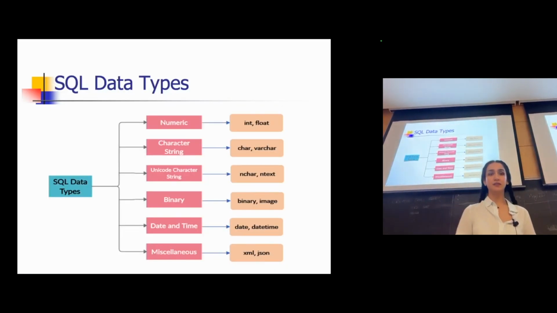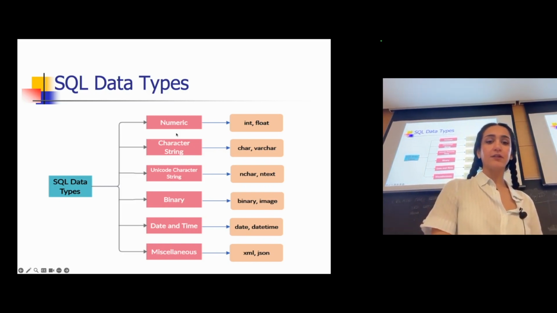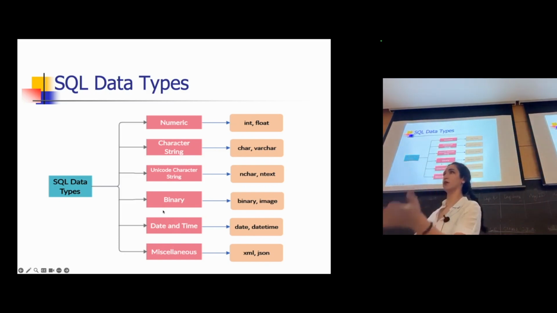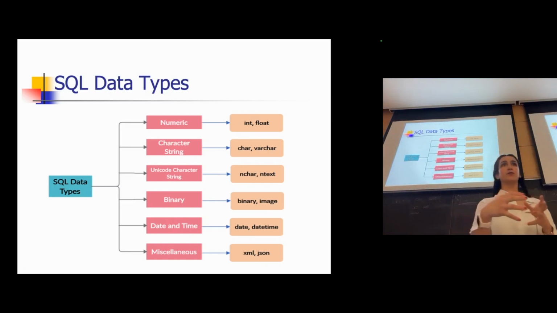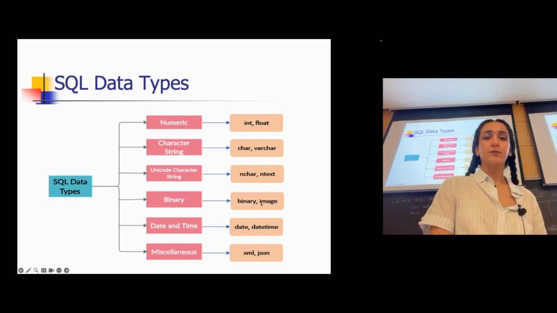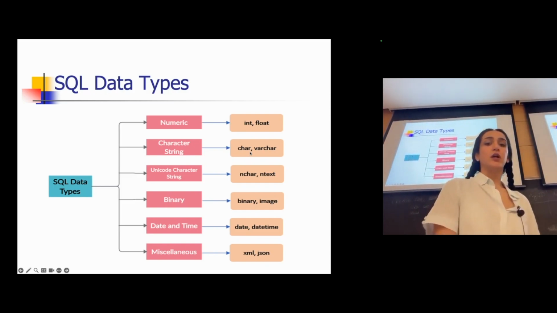We have different data types as well: numeric, character, string, and so on. So you can see the different data types that we have. For example, if you have a column like date of birth or anything that shows a date, the data type is not integer, right? Then you want to define the data type as date. If you have integer, then you define int. If you have float, you define float.